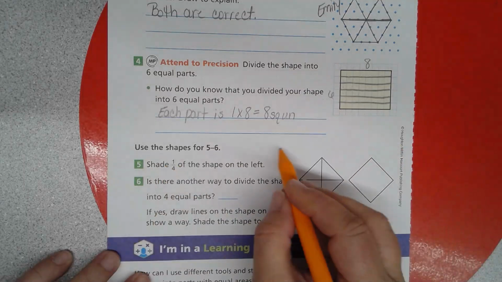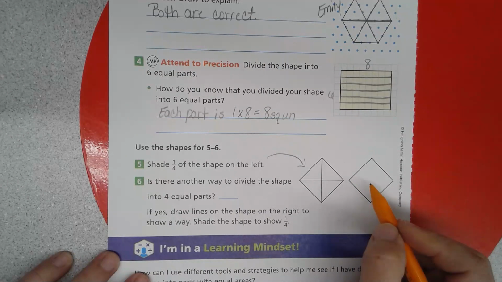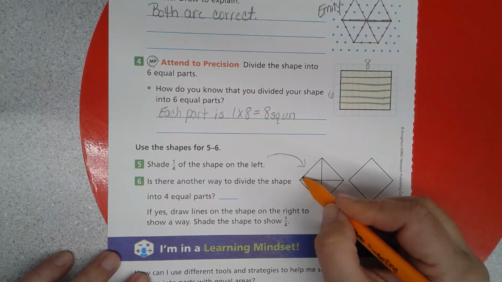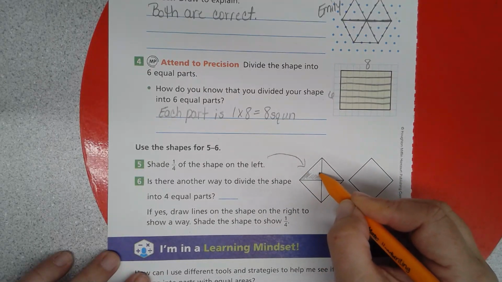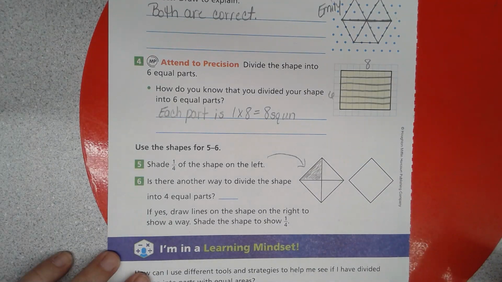All right, shade 1/4 of the shape on the left. Now they're talking about this one that's already divided up into 4 pieces, not this one. We're going to use that for something else in a minute. So just pick one. I'm going to pick this one, but you don't have to. You just need to pick one and shade it in with your pencil. Is there another equal parts? Sure.